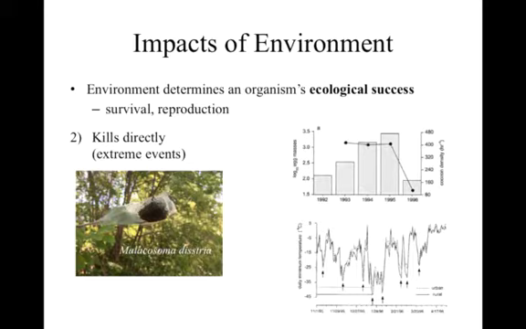The other way that the environment can impact ecological success, and particularly survival, is it can just kill directly. And we saw an example of this in the last lecture with tent caterpillars, where we had one or two really, really cold nights in the winter in 1996, and that decimated the tent caterpillar population because it really just killed them. It wasn't about them not being able to go out and look for food. It was literally about them freezing to death. So again, that can impact survival, and that's a way that the environment influences an organism's ecological success.